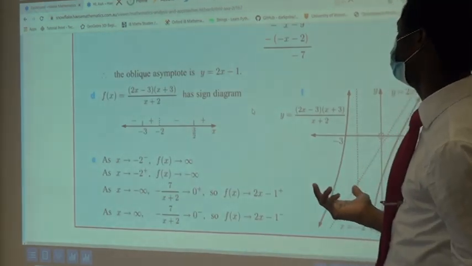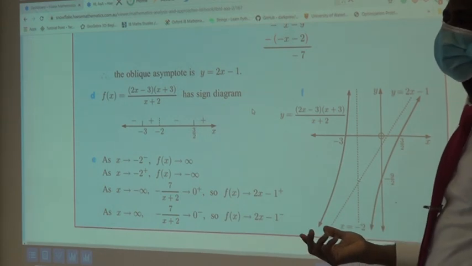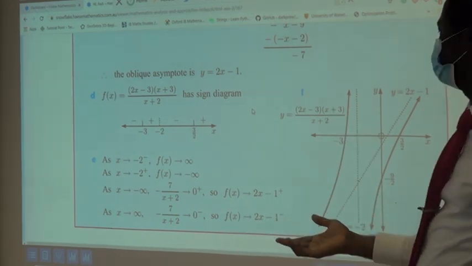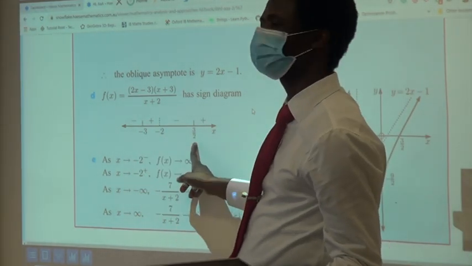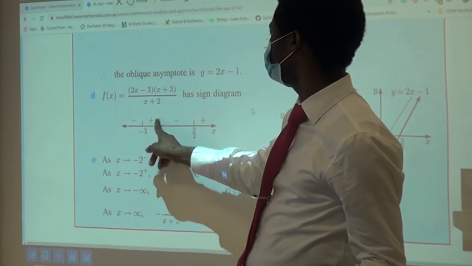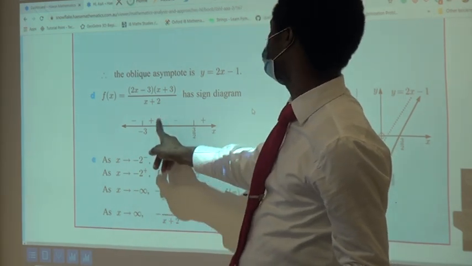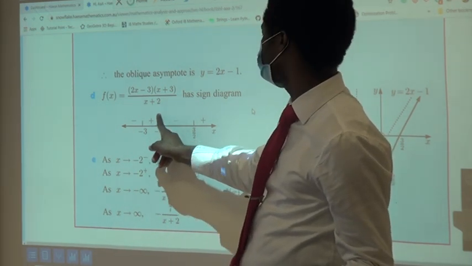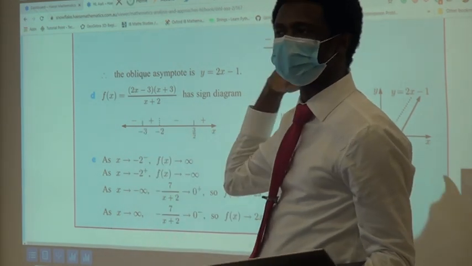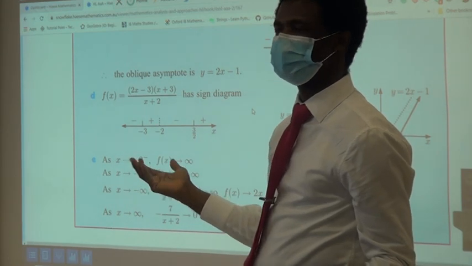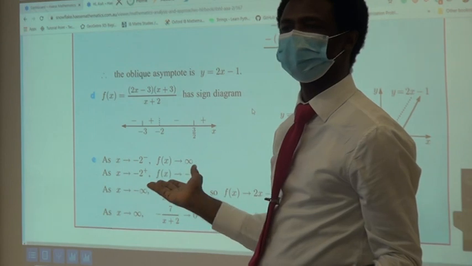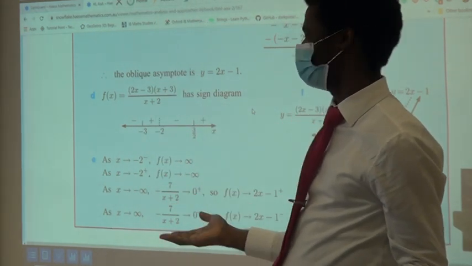So, the sign diagram is another important aspect. Now, we have one vertical asymptote. You put the asymptote here, and you put the intercepts as well. One asymptote, two intercepts. Intercepts are thick lines, asymptote is a dotted line, just like the other cases. So the only difference here is you're having an oblique asymptote. That's the major difference. Every other thing is exactly what you've been doing.